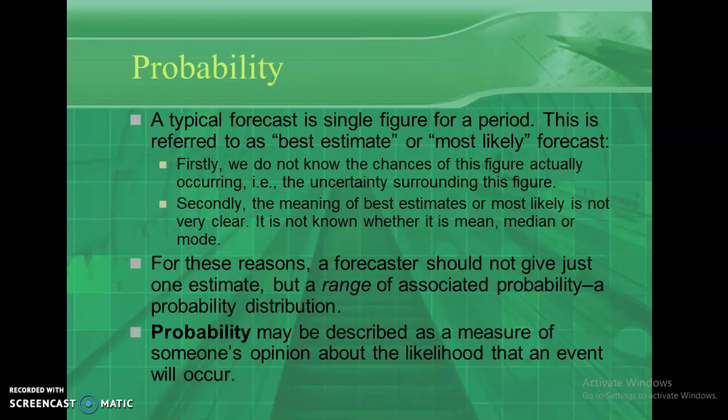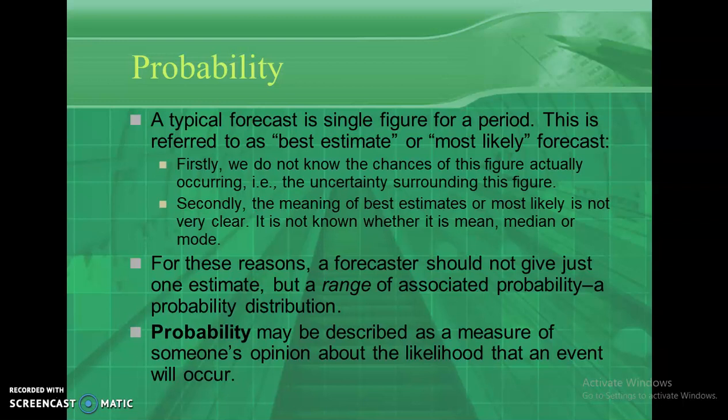As you all know, the first concept is probability. Probability is described as a person's opinion about the chance that an event will occur. That's known as probability. For example, a forecaster should not give just one estimate. He will give a range of associated probabilities. A probability distribution will be given.